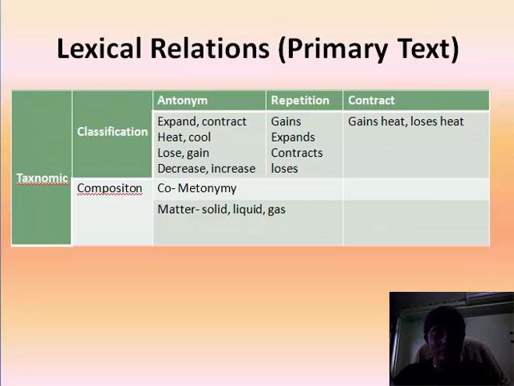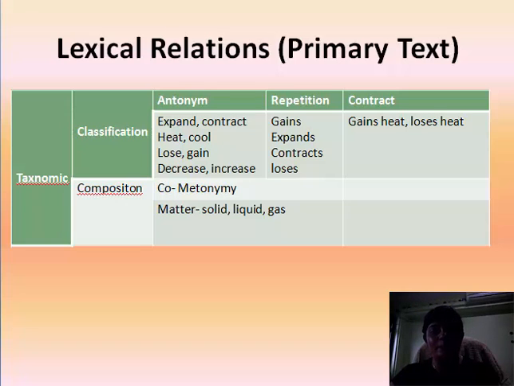Let's look at the lexical relations for the primary text. There weren't any synonyms, but there were plenty of antonyms like expand, contract, heat, cool, lose, gain, decrease, increase. And there were many repetitions in terms of gains, expand, contracts, and loses. The contrast, I would say, was heat gain, heat loss.